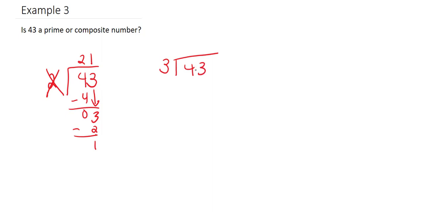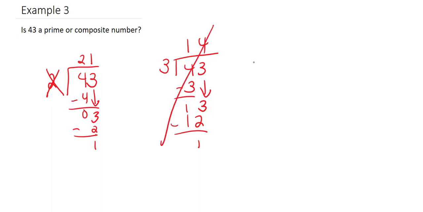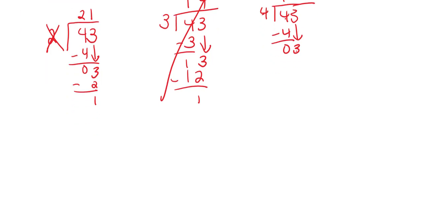Can 43 be divided into 3 equal groups is what we're saying. Well, 3 can go into 4 1 time. We subtract, we get 1, bring down the 3, making 13. Well, 3 can go into 13 only 4 times, but there's going to be a remainder, because that's 12. So this can't be done. We could try 4. Well, 4 can go into 4 1 time. We subtract, we get 0, bring down the 3. 4 can go into 3 how many times? Well, 0. So we're going to have a remainder, so we don't even have to continue on.